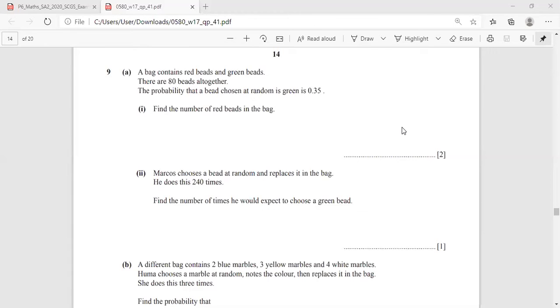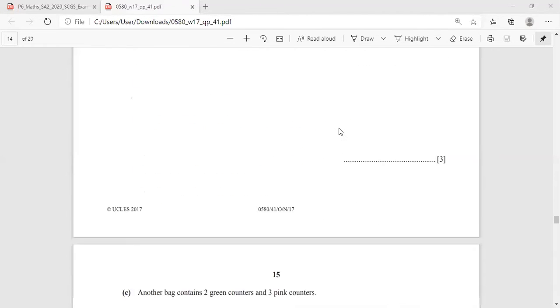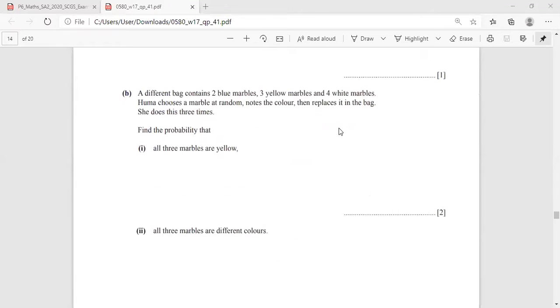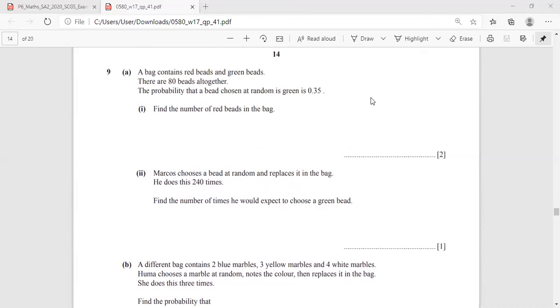Question 9, you have 9A, B, and C. Okay, question 9. A bag contains red bits and green bits. There are 80 bits altogether. The probability that a bit chosen at random is green is 0.35. So it means that this is our probability of green bits.